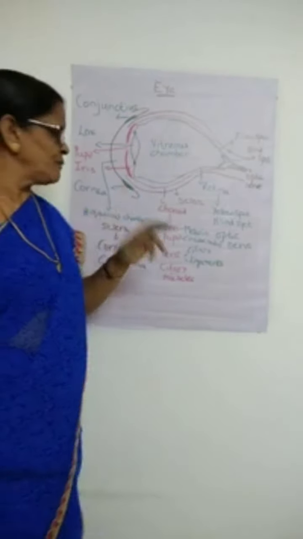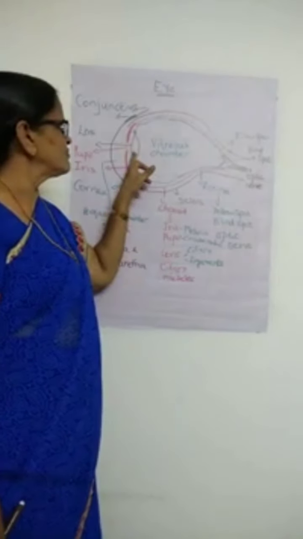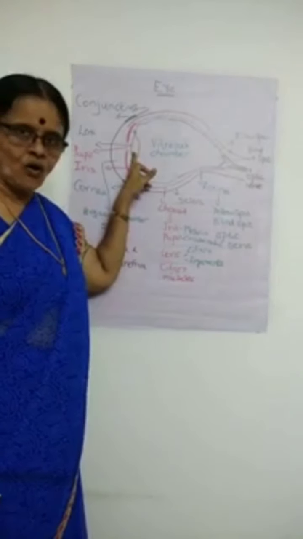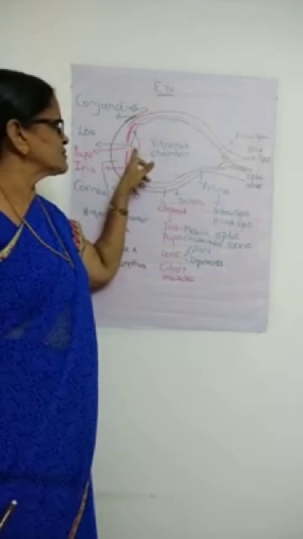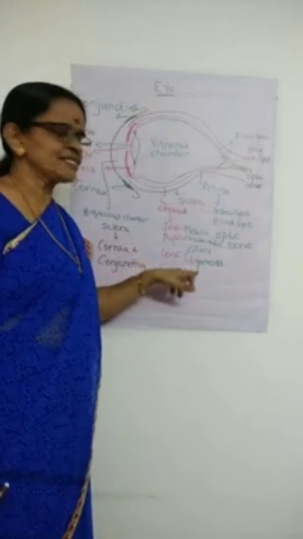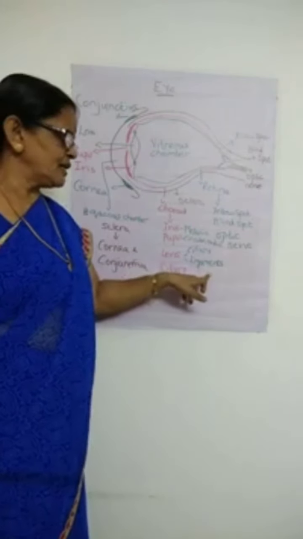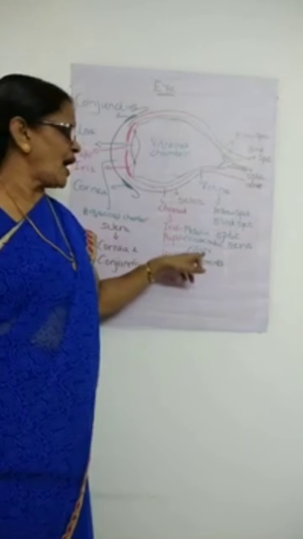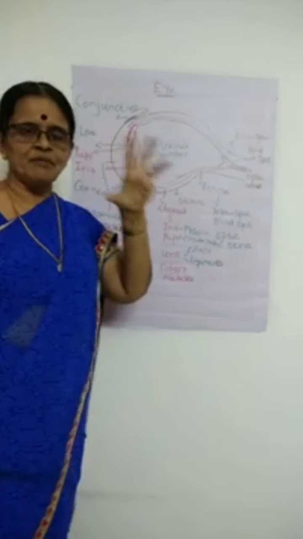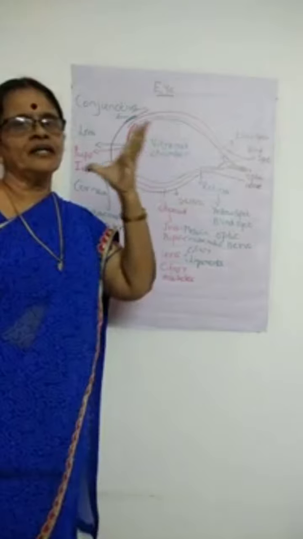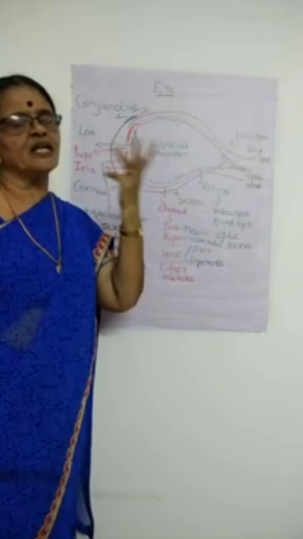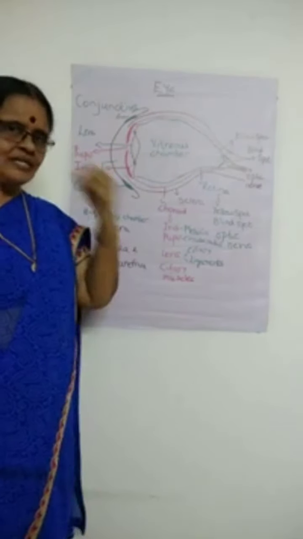Then we have the lens, which is crystalline and convex, and is held by ciliary muscles and ligaments. Ligaments are tough tissues. Depending upon the light falling, the curvature of the lens increases or decreases to focus.